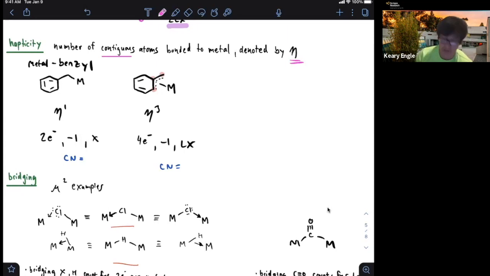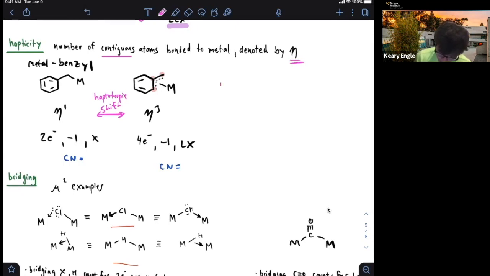Let's consider the case of a benzyl ligand bonded to a metal. So it can exist in two forms, the eta 1 form and the eta 3 form, and then the exchange between these forms is called a haptotropic shift. So in the eta 1 form, the way we do electron counting is it's a 2-electron donor, it's -1, it's X type.